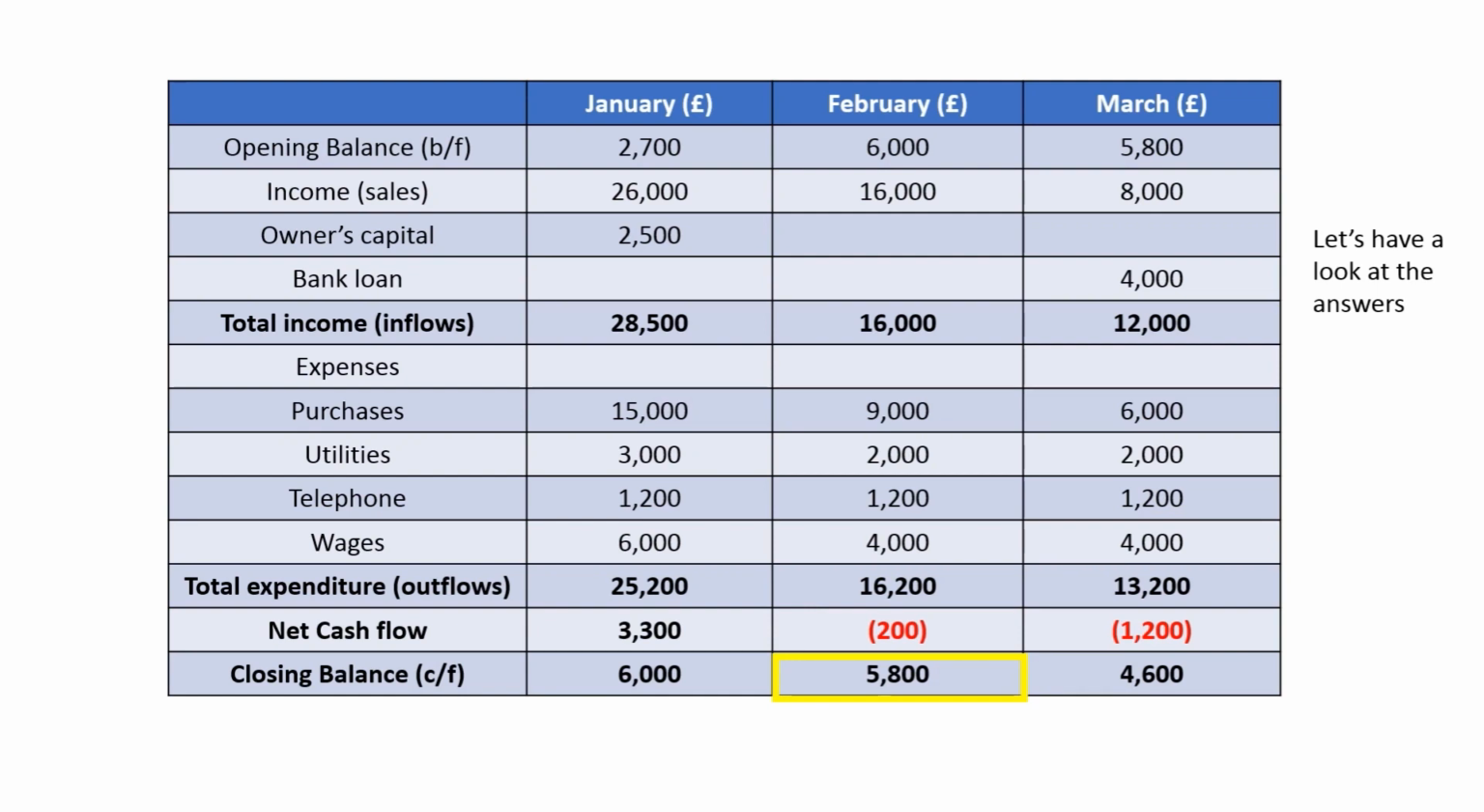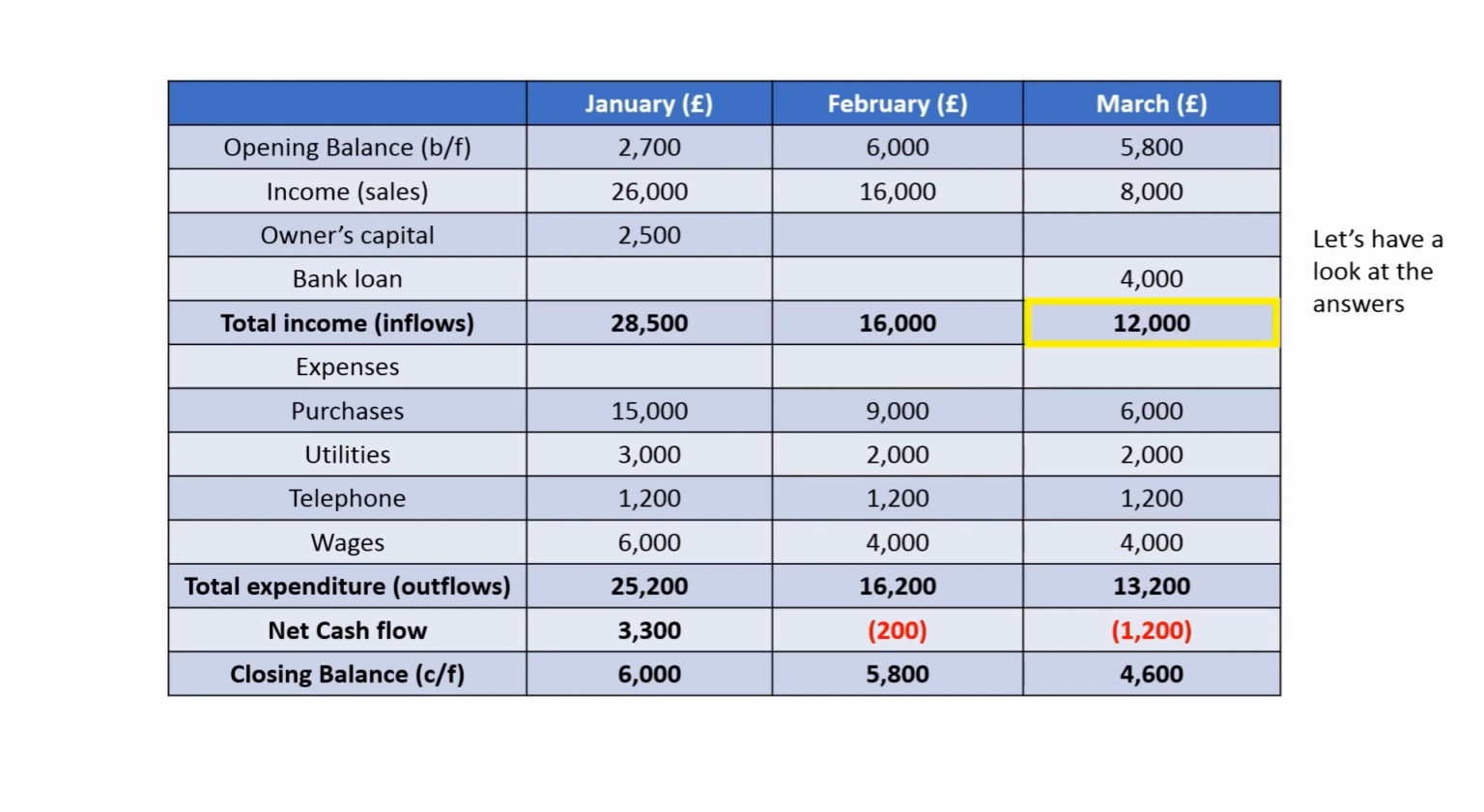We then look at our closing balance. You'll recall that the closing balance formula is the opening balance plus your net cash flow. Well, your opening balance is 6,000. We then need to add on a negative, which is the 200. So technically, we're minusing that figure. So 6,000 plus minus 200 is 5,800. We then carry that forward figure of 5,800 over to our March opening balance. So again, that 5,800 has been brought forward from February.